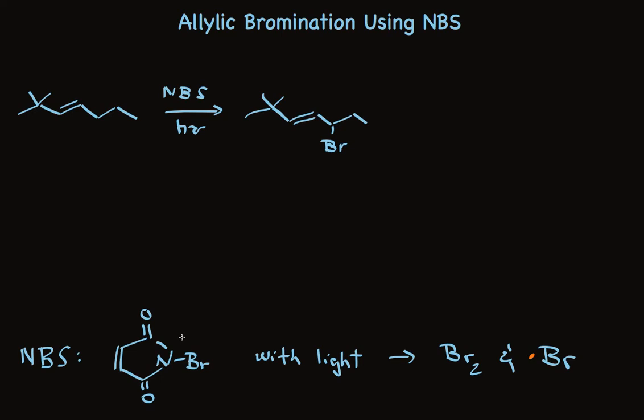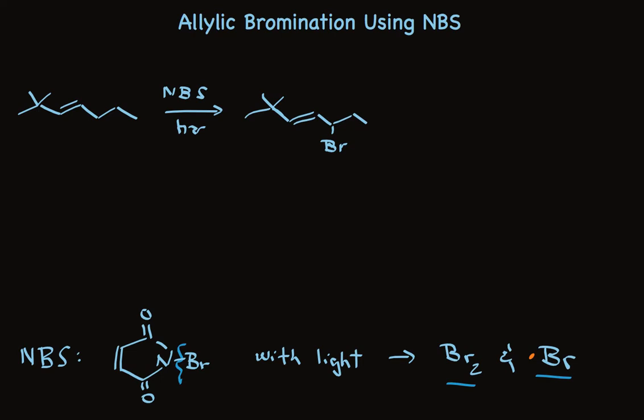It has an especially weak nitrogen-bromine bond, so light can selectively cleave that bond, which under these conditions results in two things: a low concentration of molecular bromine, and a catalytic amount of bromine radicals. You could already guess that the reaction at the allylic position is initiated by reaction with a bromine radical. But there's another interesting part of this reaction I want to tell you first.